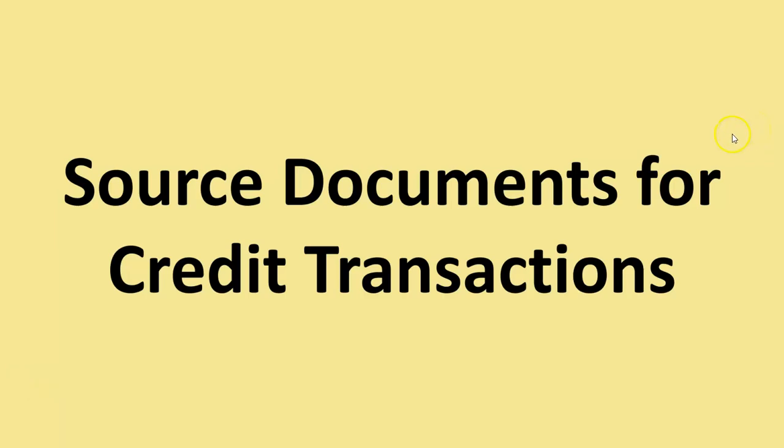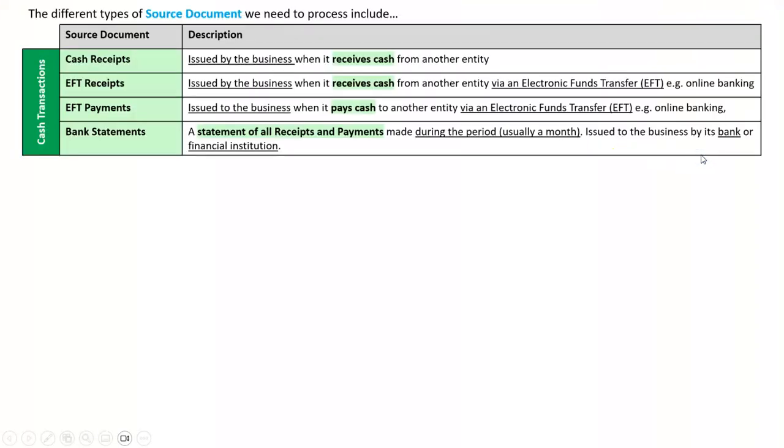In the previous chapter, we did cash transactions, and in this chapter, we move on to credit transactions. So the first thing we need to look at is the different types of source documents. These are the ones that we did for cash transactions: cash receipts, EFT receipts, EFT payments, and bank statements.